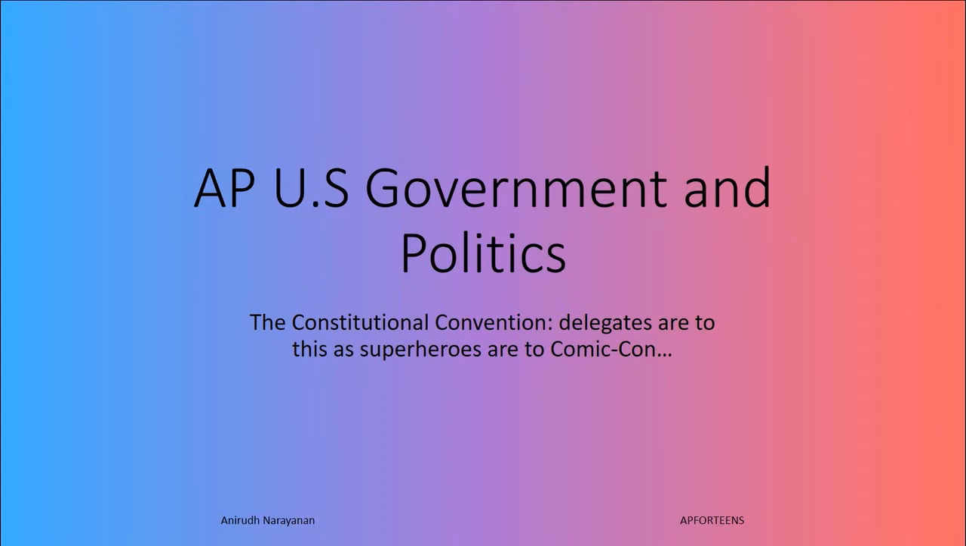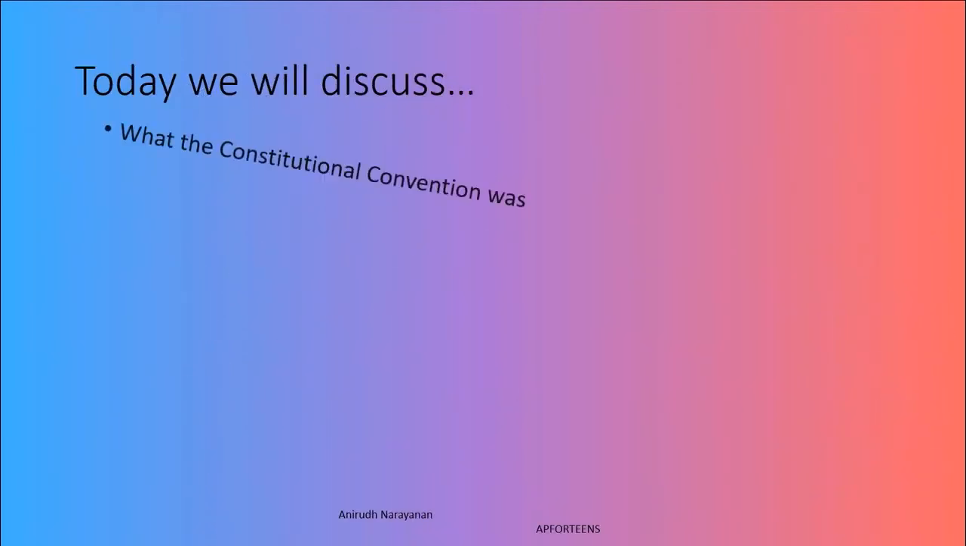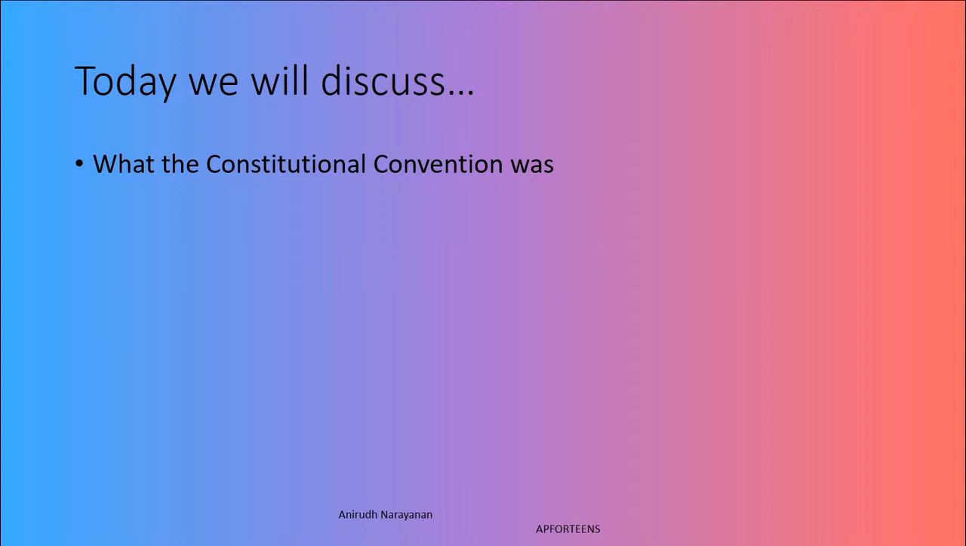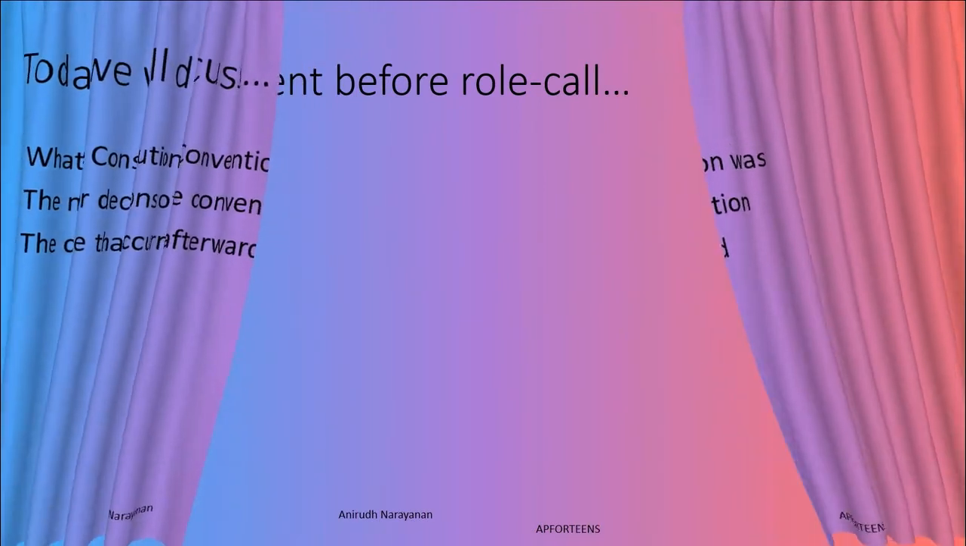Today, as I mentioned last time, we're going to start off by talking about the Constitutional Convention. So let's get started with a little review. In the last video, we talked about two things, the Articles of Confederation and the pros and cons of the Articles. Now today, we're going to be discussing something different. We're going to discuss the thing that led to after the Articles failed, the Constitutional Convention. We're going to discuss what the Constitutional Convention was, the major decisions of the convention, and the divide that occurred afterwards. So let's get started.